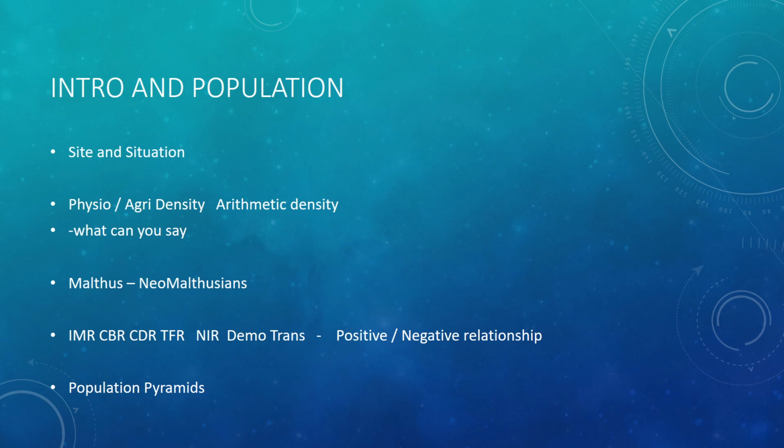Physiological density, number of people to farmable land. Agricultural density is the number of farmers to farmable land. So if physio was 10 and agricultural was 5, that would mean that half your people were farmers. There were 10 people, 5 of them farmers for every square mile, okay? That's the basic idea behind that. Arithmetic density is just regular density, number of people per square mile.